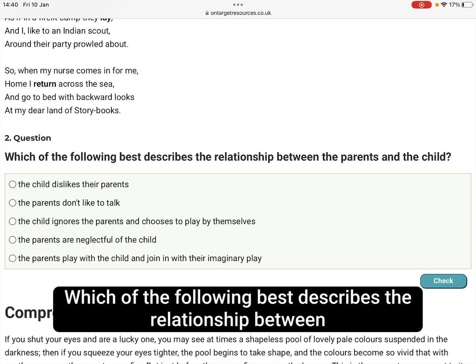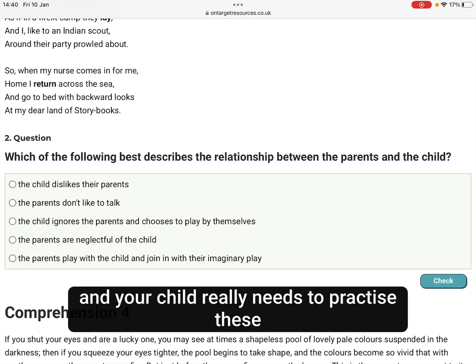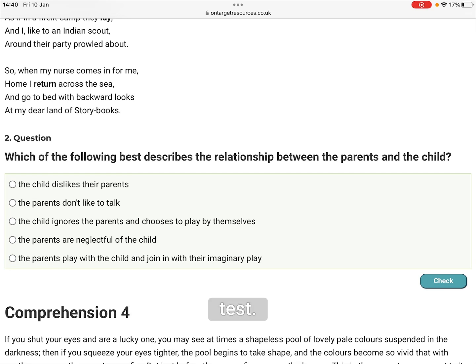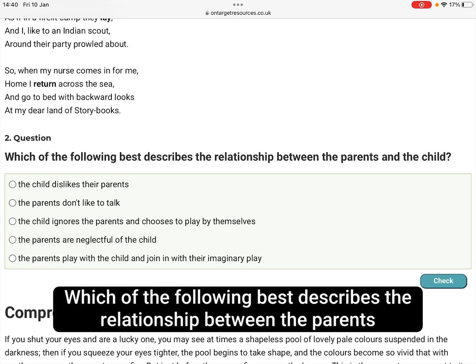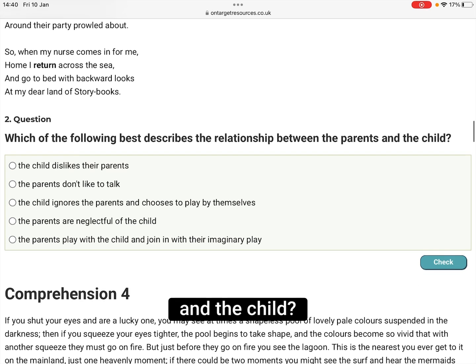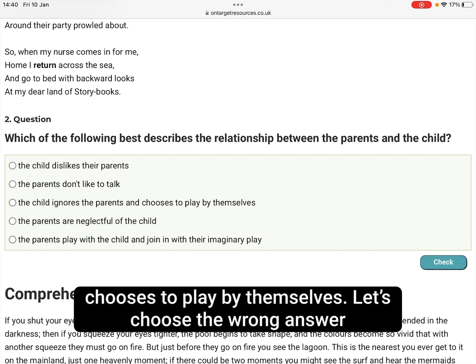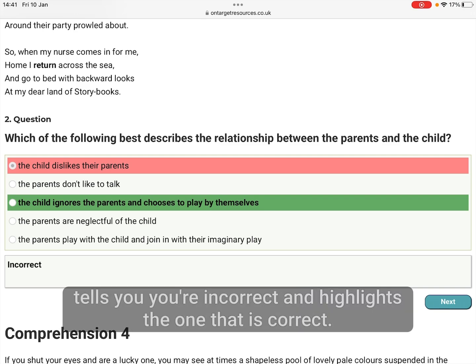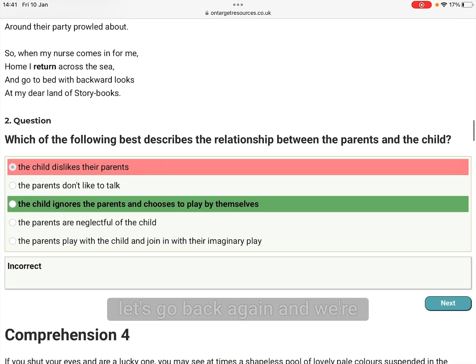Which of the following best describes the relationship between parents and the child? This is an inference question, and your child really needs to practice these because there's a lot of inference questions in the SEAG test. They are tricky, but practice makes perfect. The answer to this one is the child ignores the parents and chooses to play by themselves. Let's choose the wrong answer. You can see it tells you you're incorrect and highlights the one that is correct. So let's go back again.